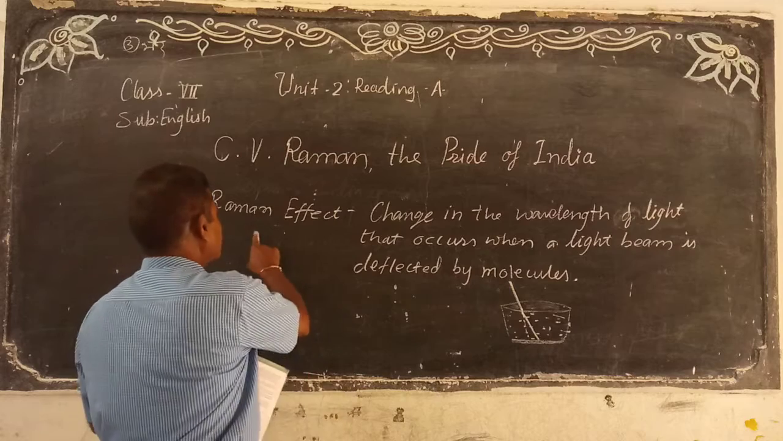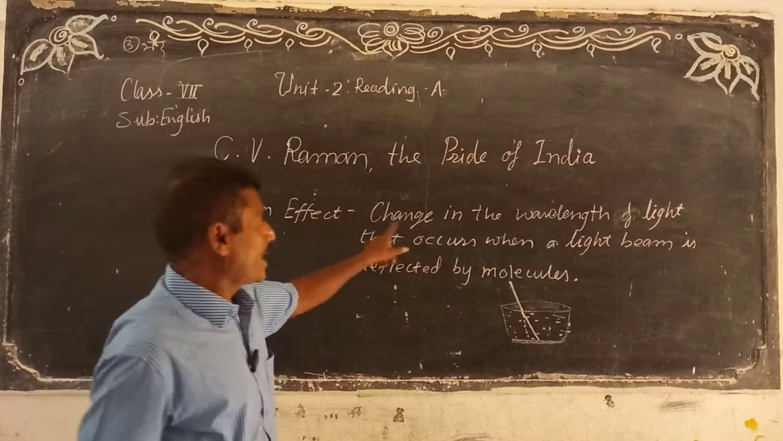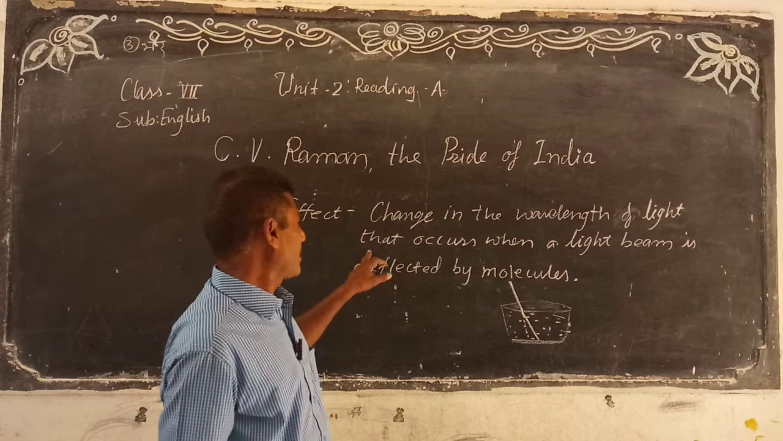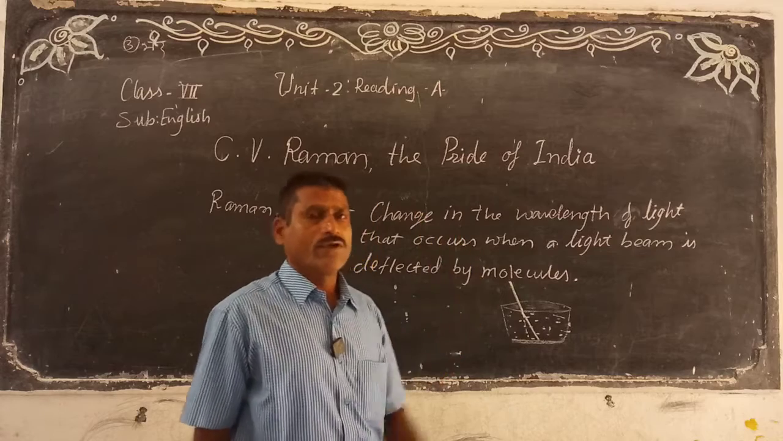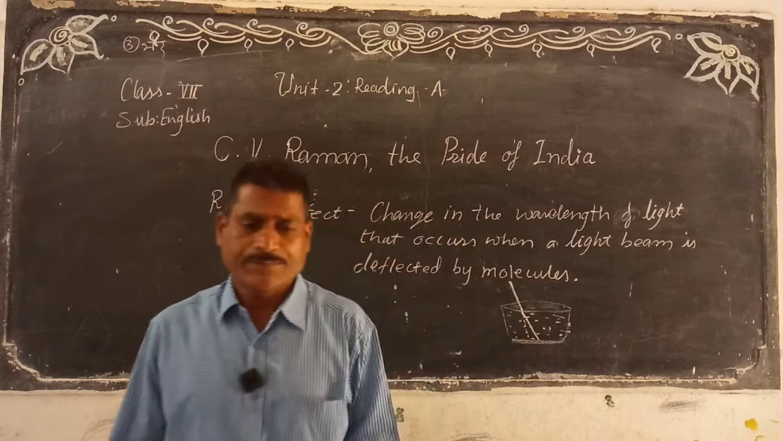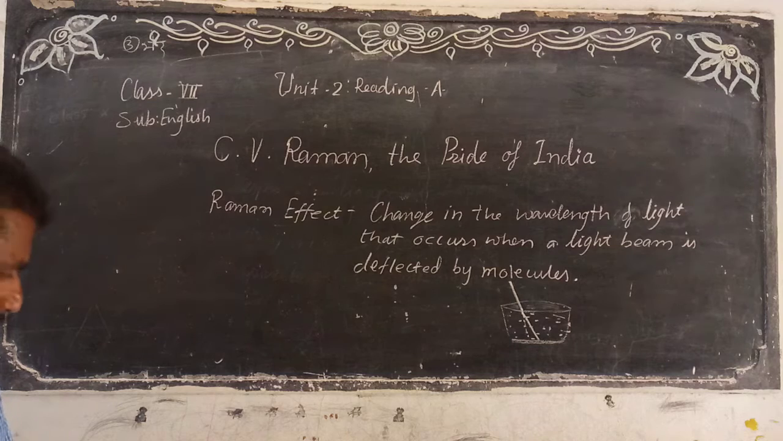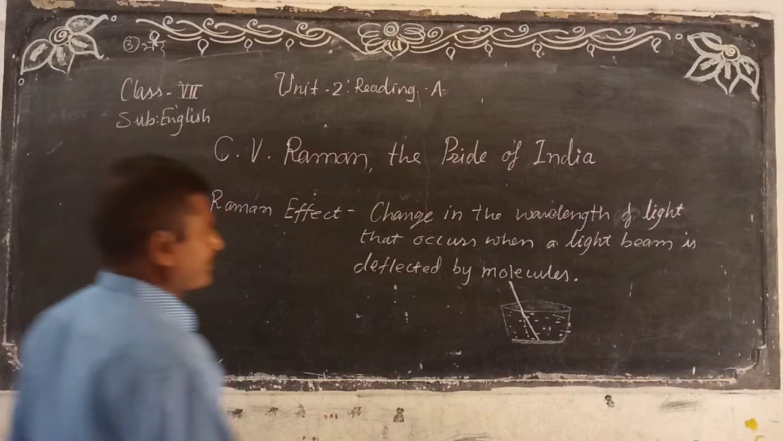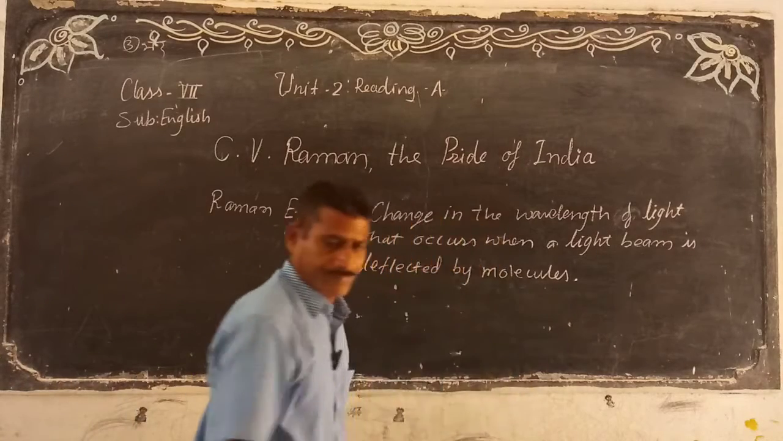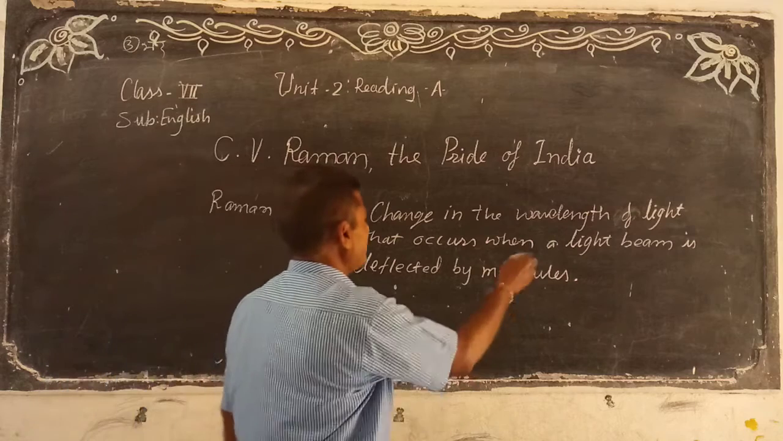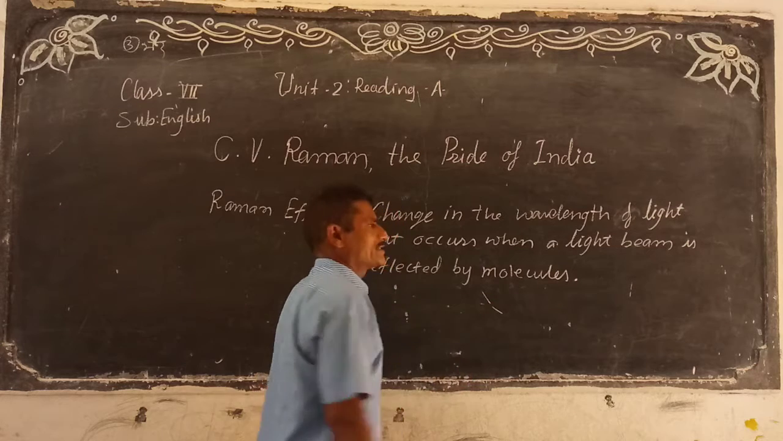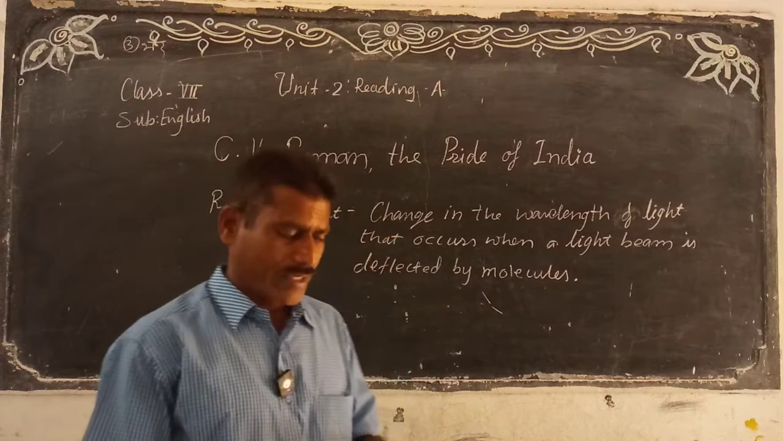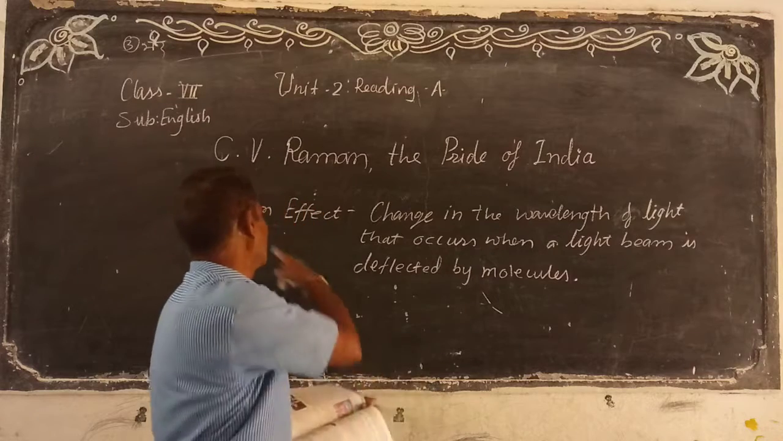And here, C.V. Raman proved the change in the wavelength of light that occurs when a light beam is deflected by the molecules. When light falls on water, the rays also deflect due to the molecules. Okay, it is his experiment, the Raman effect.